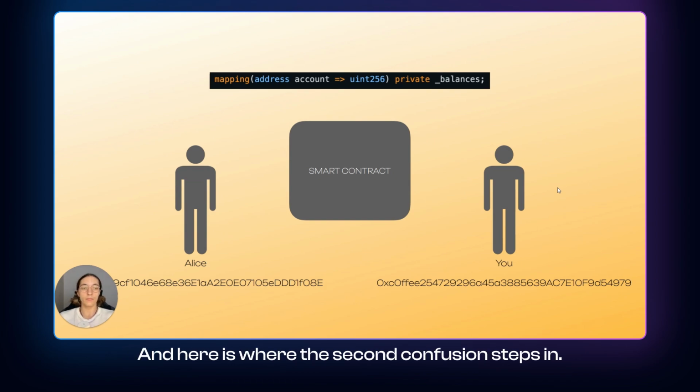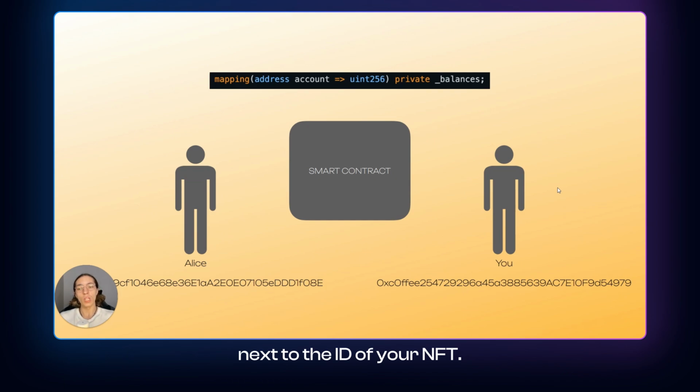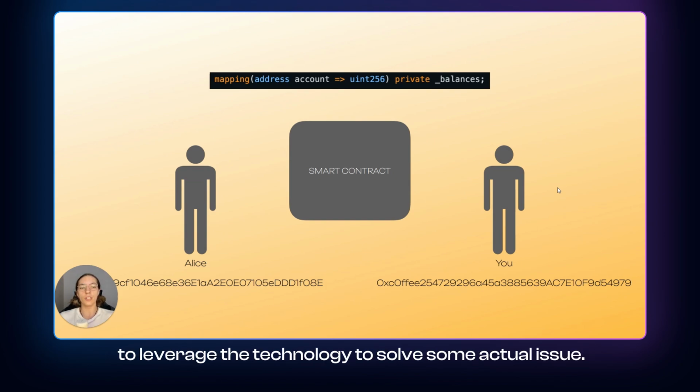And here is where the second confusion steps in. People believe that each NFT is a separate smart contract, which is not the case. A smart contract in case of tokens is simply a record book of ownership. You owning an NFT comes down to your address in the line with mapping next to the ID of your NFT. Smart contracts are designed to be minimalistic, simple, and reliable. Mostly it's all about not complex code structures, but the most efficient way to leverage the technology to solve some actual issue. And let's now look at how you interact with them.